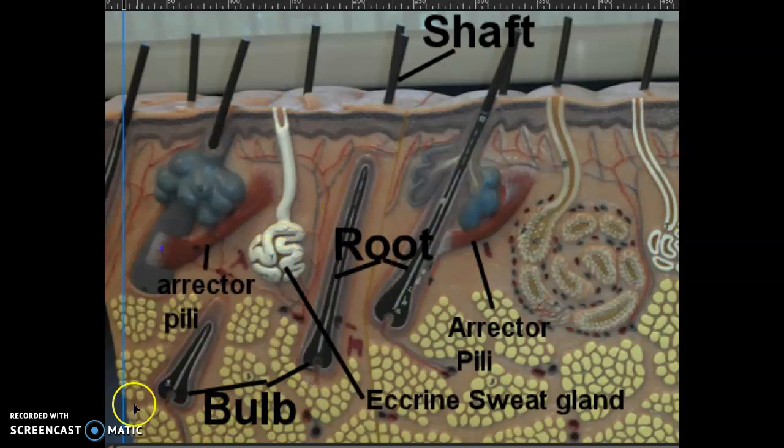So the structures here would be the hair bulb, the root, the shaft, the erector pili muscle, the eccrine sweat gland, and then we have this gland on the hair follicle. It's over here too. That's a sebaceous gland. It makes sebum, which is a fancy way to say oil.